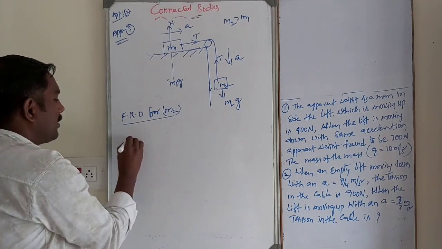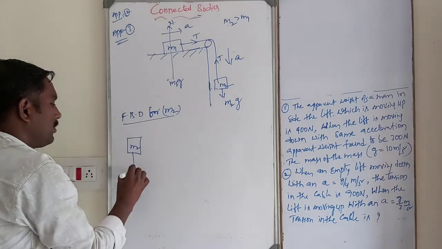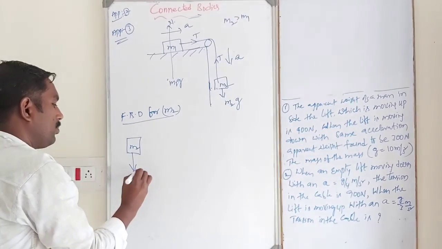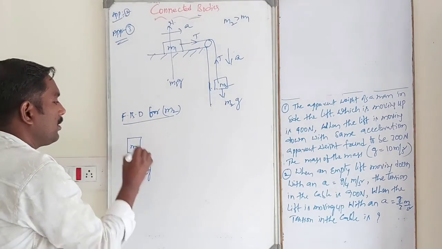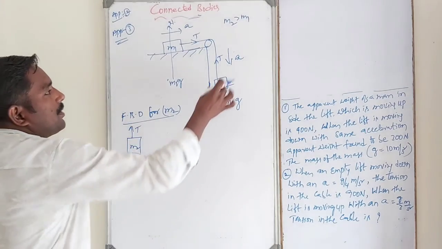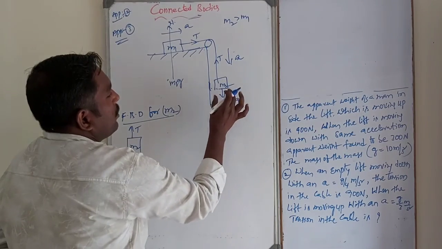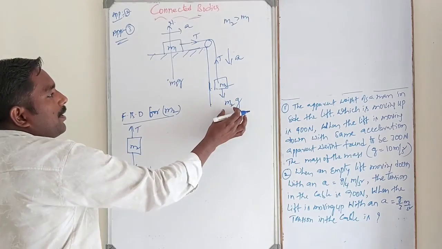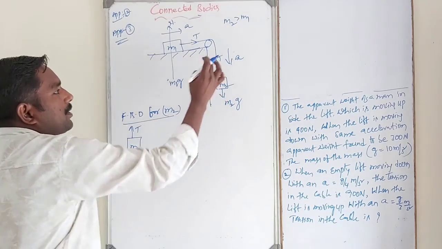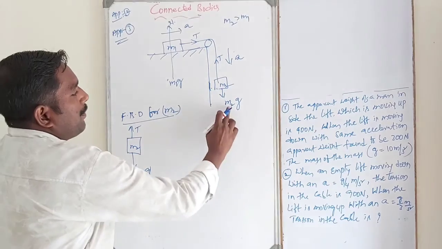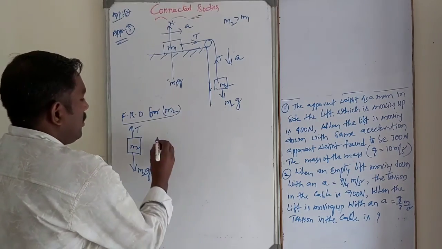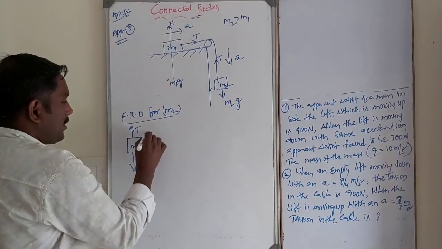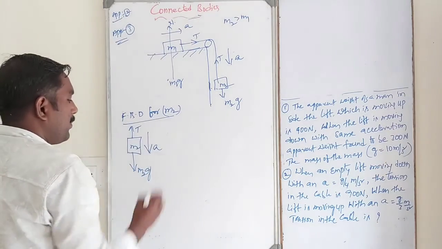So m2, like this. This is the weight downwards, m2g. This is the tension. Since the acceleration is downwards, m2g is greater. Because we already took m2 as greater, the tension is less compared to the weight. So the system will be downwards, that is, the acceleration will be downwards.